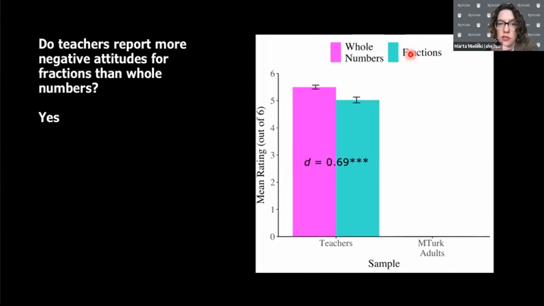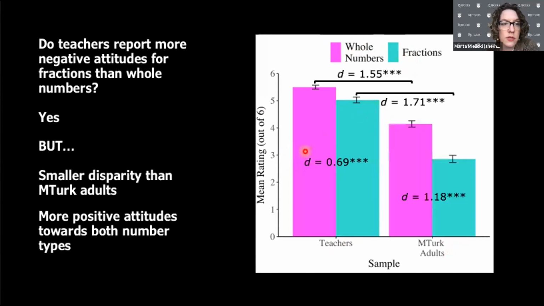Yes, we did see a large effect, with teachers reporting more negative attitudes towards fractions relative to whole numbers. But how does this compare to the sample of MTurk adults? There was actually a smaller disparity for teachers between their attitudes towards the number types, as far as the difference between these bars, relative to the MTurk adults. And also the teachers had more positive attitudes towards both whole numbers and fractions relative to the MTurk adults.